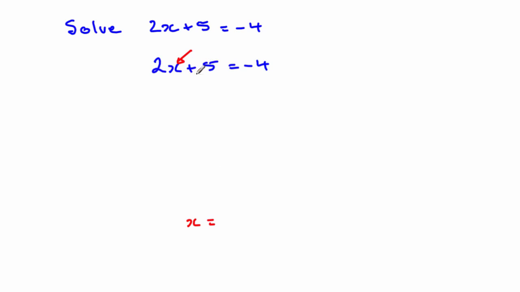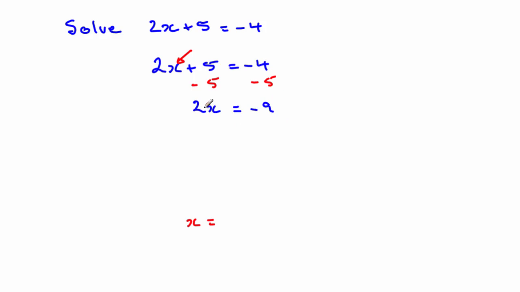Well, start with the additions or subtractions. In this case, we've got an addition, so we subtract 5 from both sides. Always do the same operation to both sides to keep the balance of the equation going. So that leaves us with 2x equal to, now minus 4 minus 5 is minus 9.